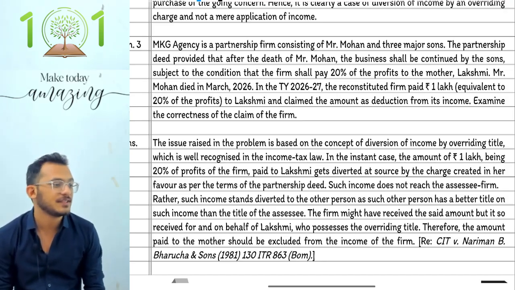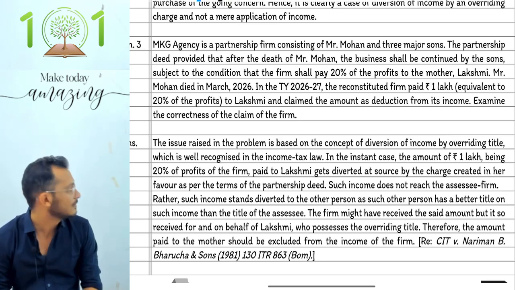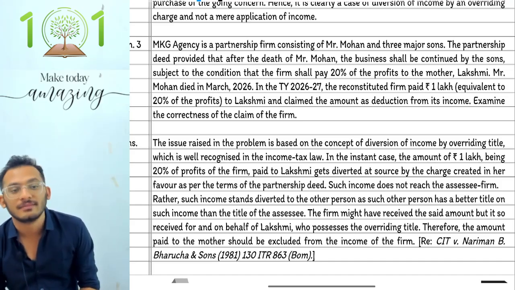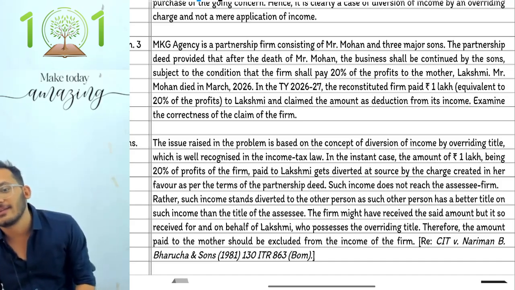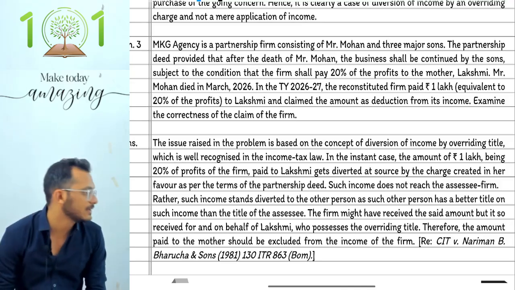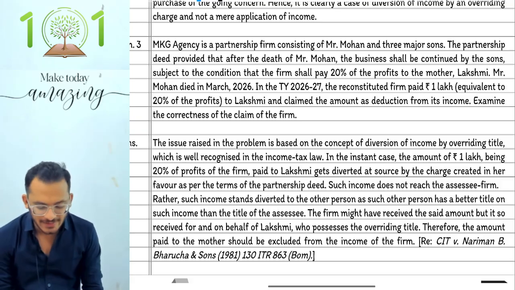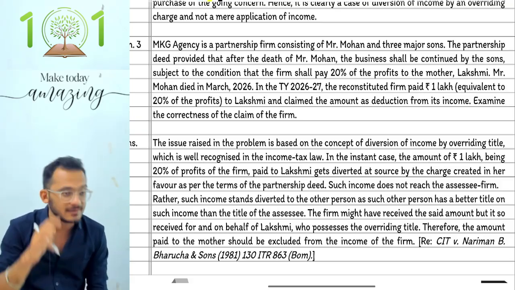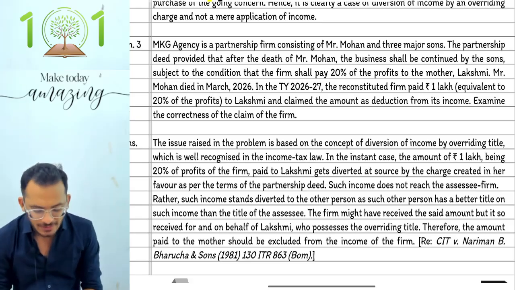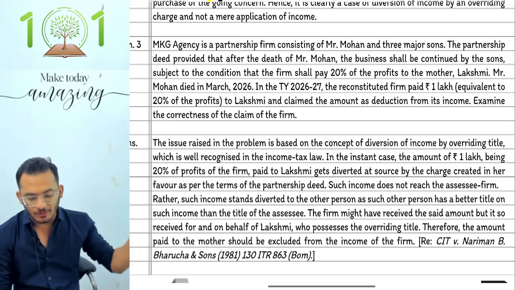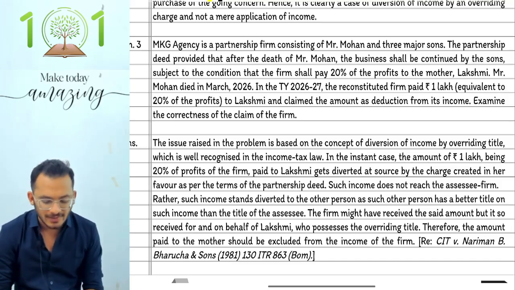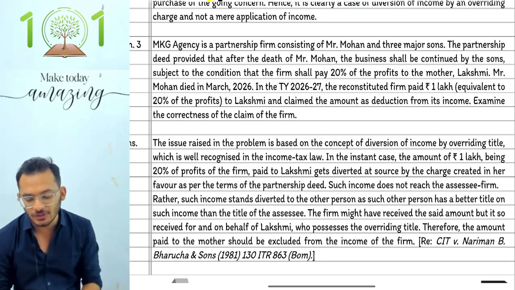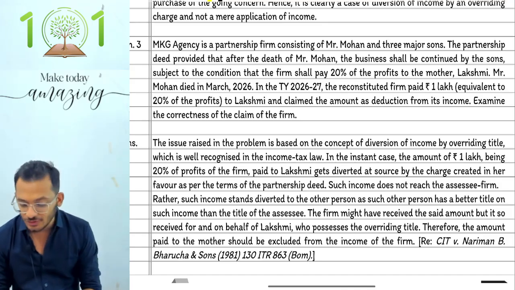What is it asking? Yes or no they're asking, no? Everyone thinks correct? Okay. Question says MKG agency is a partnership firm consisting of Mr. Chauhan and 3 major sons, father, 3 kids. The partnership deed provided that after the death of Mohan, the business will be continued by the sons with the condition that the firm has to pay 20% of the profit to the mother, Lakshmi.